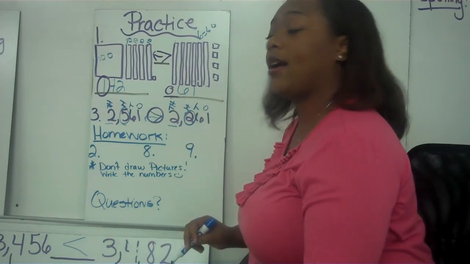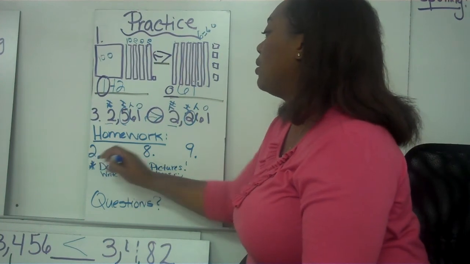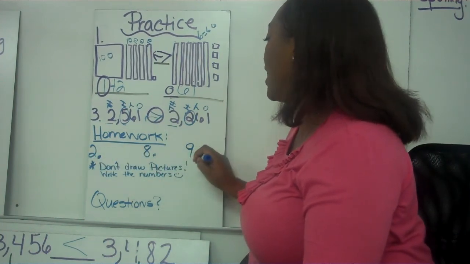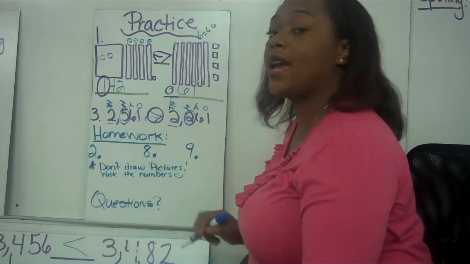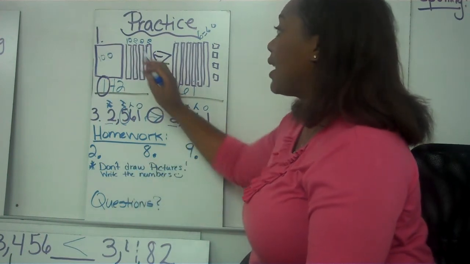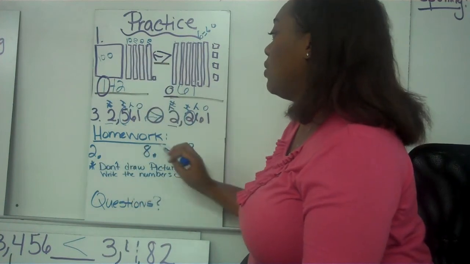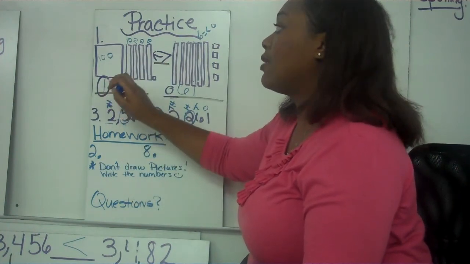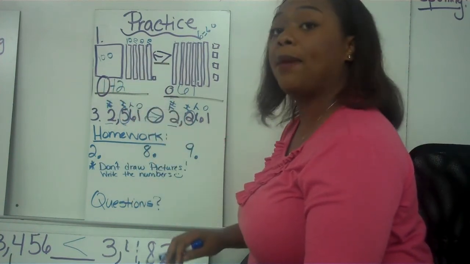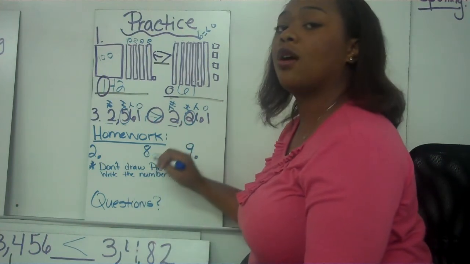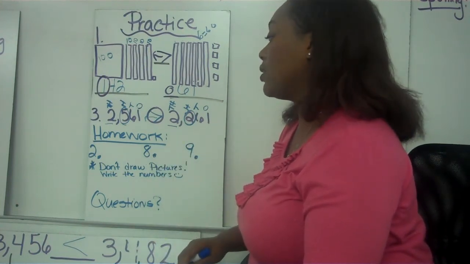Now I want you to try a couple. I want you to do number 2, 8, and 9 out of your book. Okay? Don't worry about drawing the pictures like I did. You just write the numbers. So if you see a picture on numbers 2, 8, or 9, you write the number that that picture represents and then compare them. Again, don't worry about drawing the pictures. Just write the numbers. Okay?